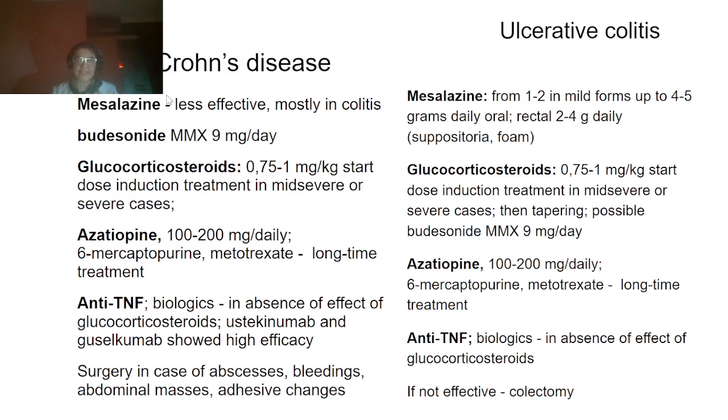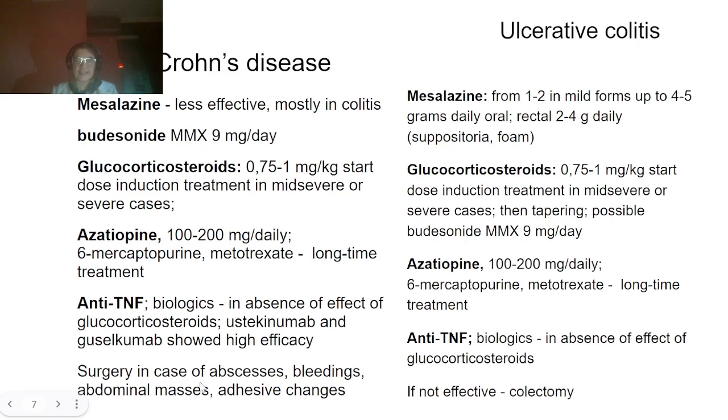For Crohn's disease, mesalazine is less effective. It's used mostly in colitis. More effective is budesonide MMX. And also the strategy concerning glucocorticosteroid and azathioprine is almost the same. Also, in absence of steroid effect, there are anti-TNFs and other biologics, and ustekinumab and guselkumab, targeted at interleukin 23 and 12, showed high efficacy.